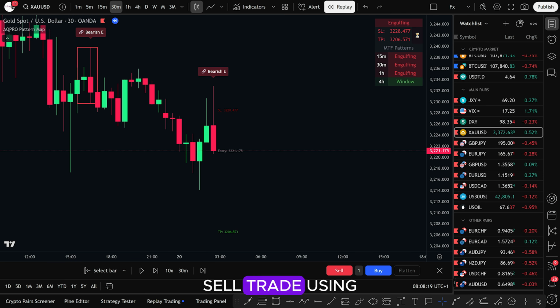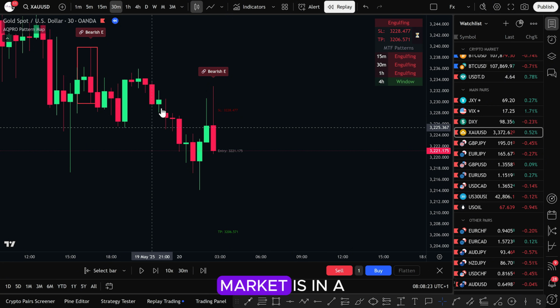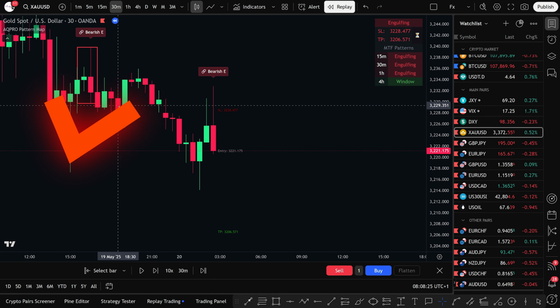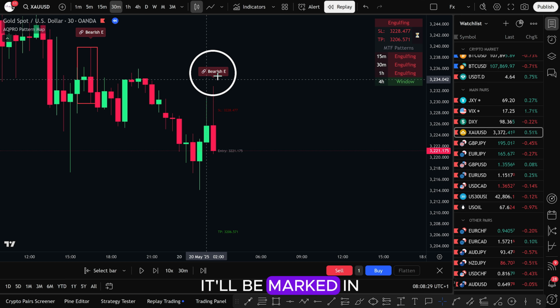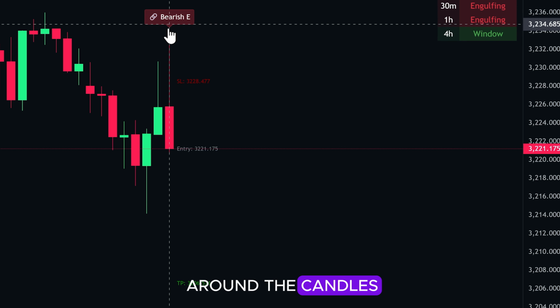How to take a sell trade using AQPRO Pattern Map? First, confirm that the market is in a bearish trend. Next, wait for a bearish pattern to appear on your chart. It'll be marked in red with a frame around the candles.